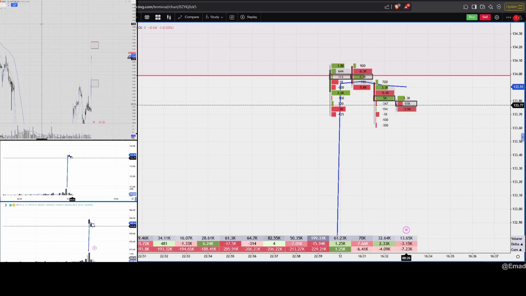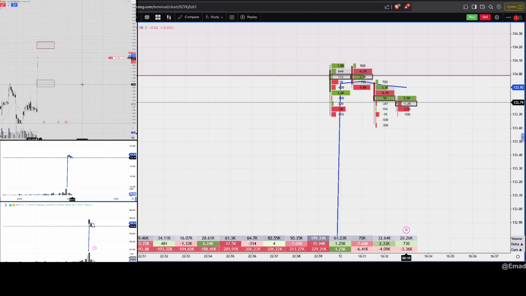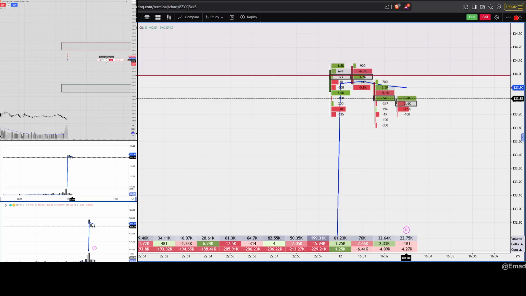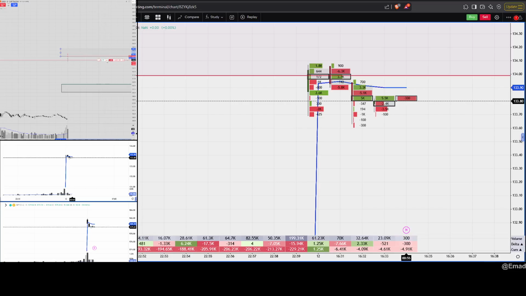Do we take a short here? Let's take a short here with 60 size. Let's go to the 5 minute and let's put our SL. So I'm risking $41 to hopefully make some amount.